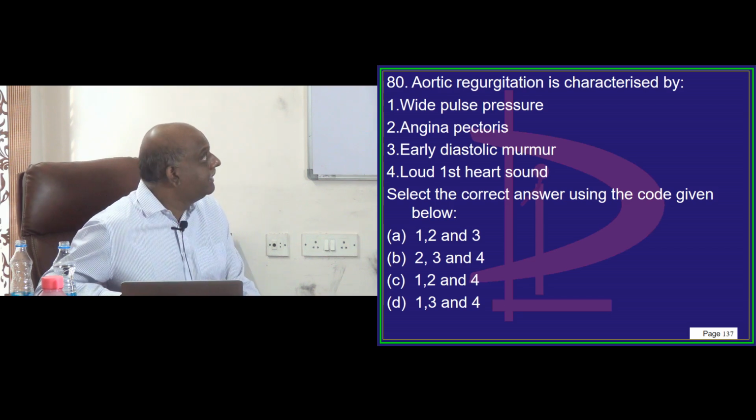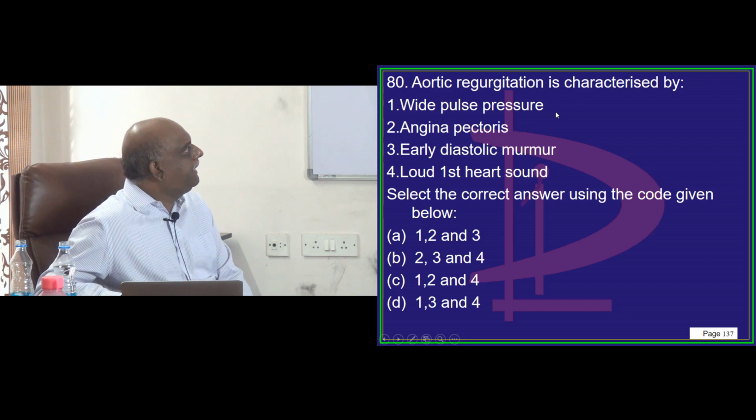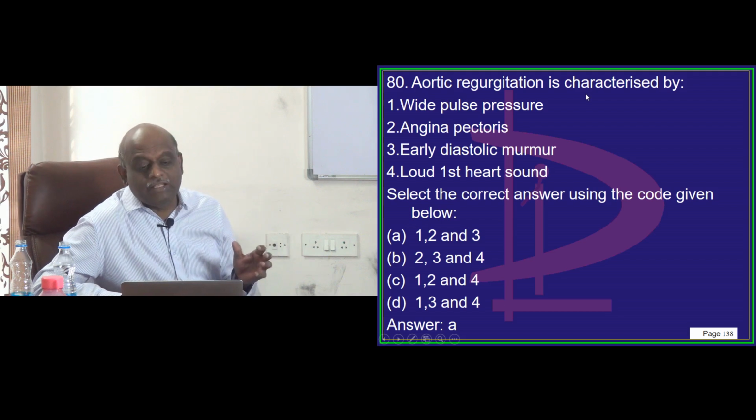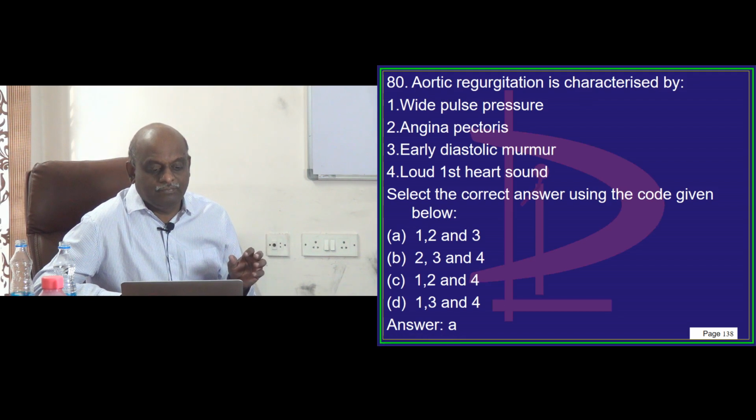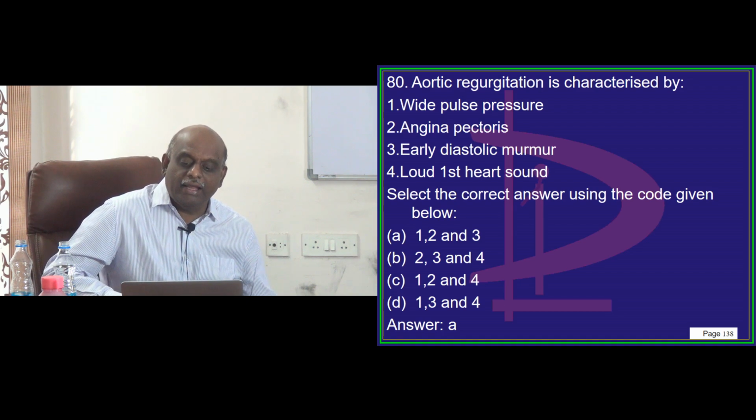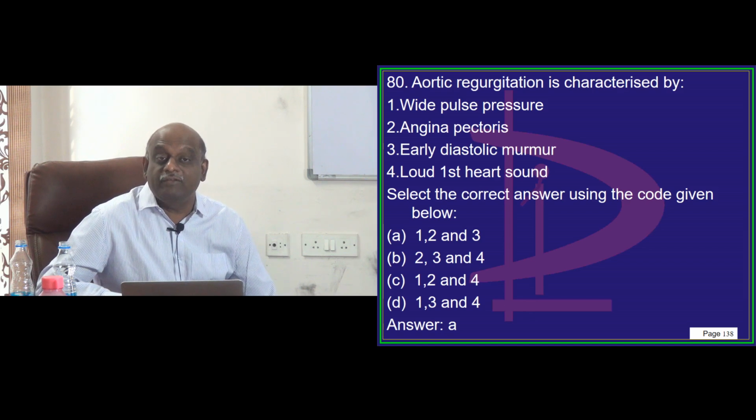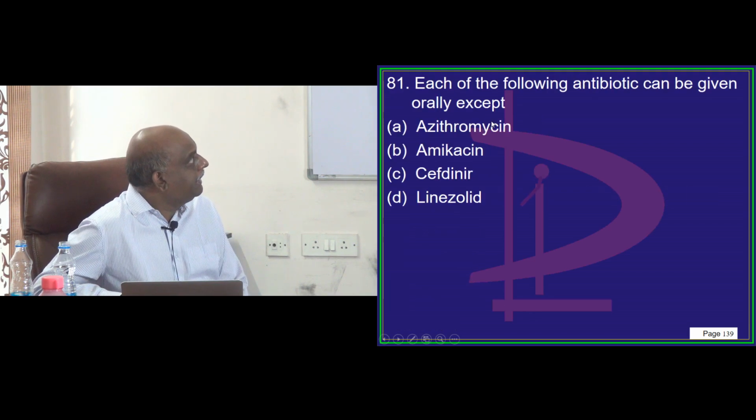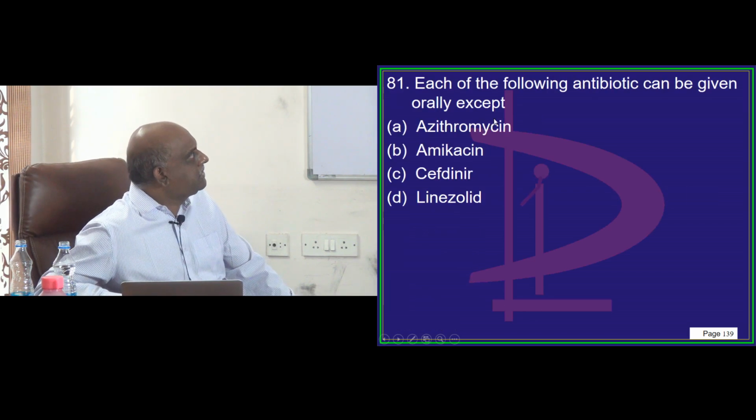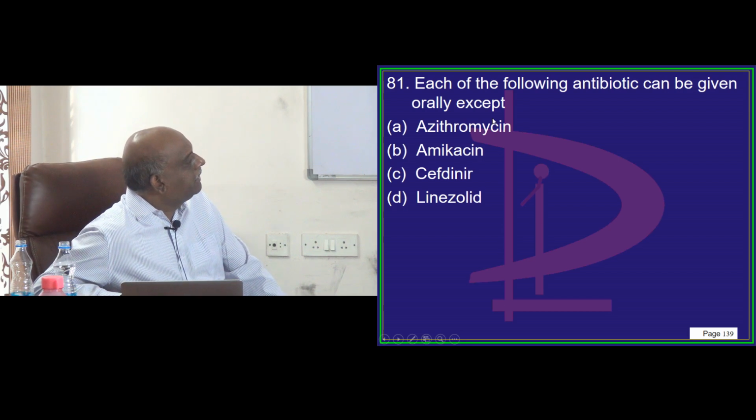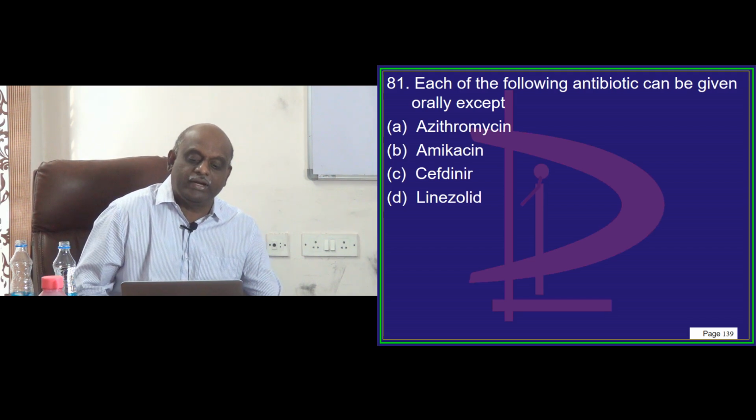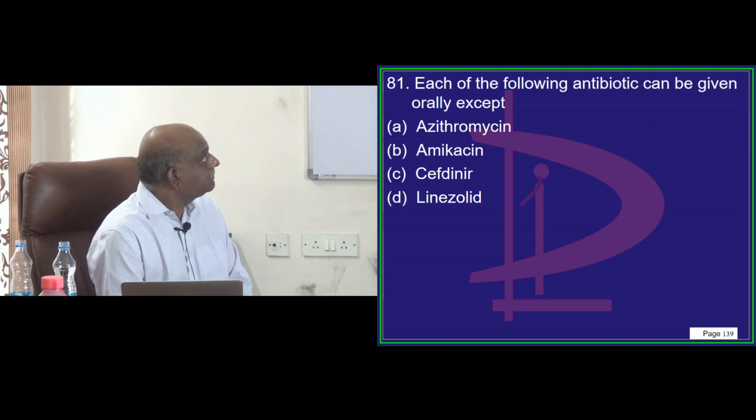So, aortic regurgitation, question number 80, very good. I can see wide pulse pressure and early diastolic murmur and angina, any of these can very much come, right? So, next question. Regarding antibiotics, which is not given orally, is a very important question. Should your answer, doctor? 81?